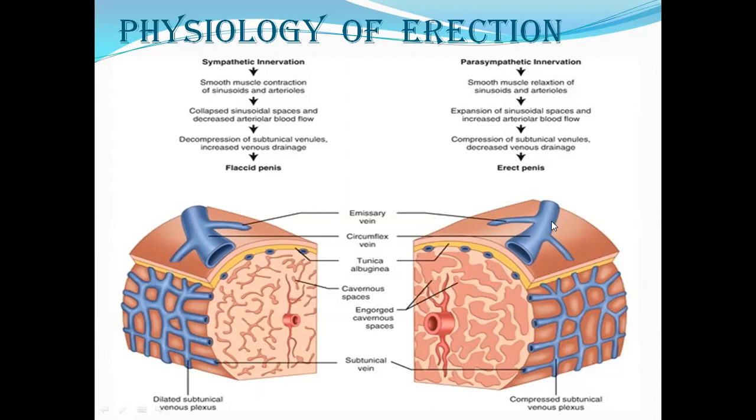And what happens to the veins? They get compressed by the subtunical vessels, by the engorged cavernosa, and at the same time, due to the nitric oxide, they collapse because the smooth muscles are relaxed. So veins are compressed and collapsed, and at the same time the corpora cavernosa get engorged with arterial blood. Arterial flow increased, venous flow decreased. So there is stagnation of blood in the cavernous space, and that causes the erection. And this is the sympathetic activity: smooth muscle contracts, the sinusoidal spaces and the arterioles contract. So there is collapse of the sinusoidal spaces and decompression of the subtunical vessels, leading to the flaccid penis.